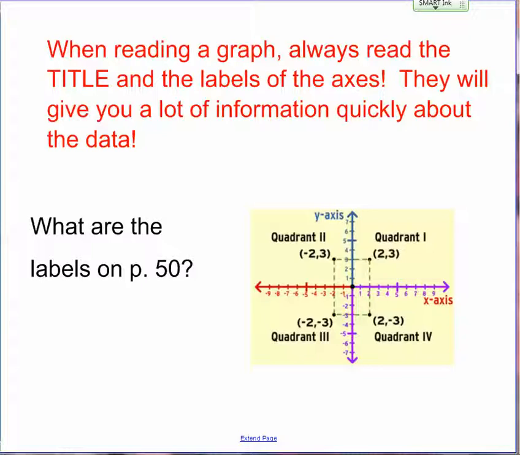I asked you to always think about, to understand what a graph is about, you should always read the title of the graph and the labels of the axes. It gives you a lot of information quickly about the data. So you looked at the labels of the graph on page 50, and it gave you a lot of information that it was about different years and the amount of snowfall that they had.